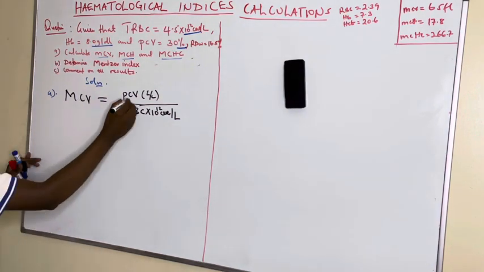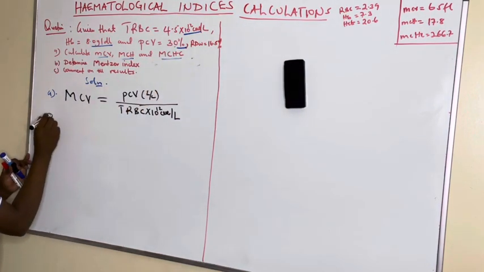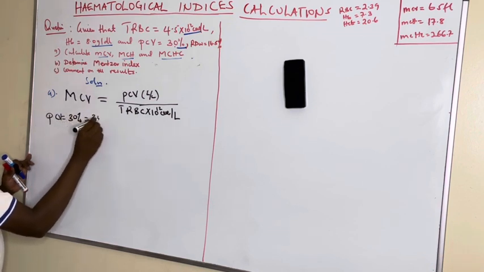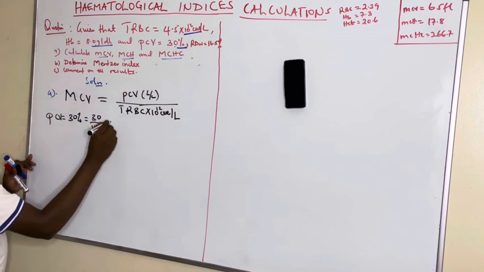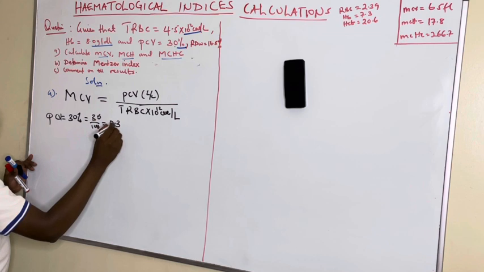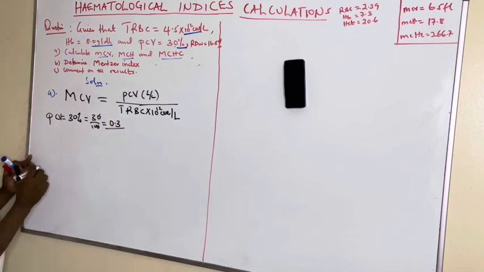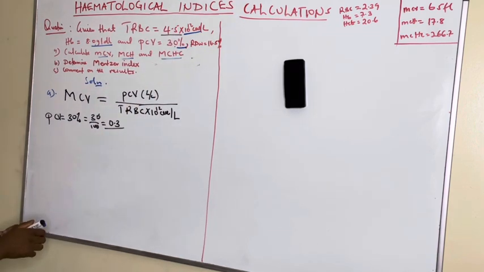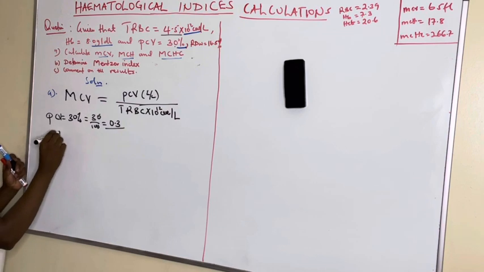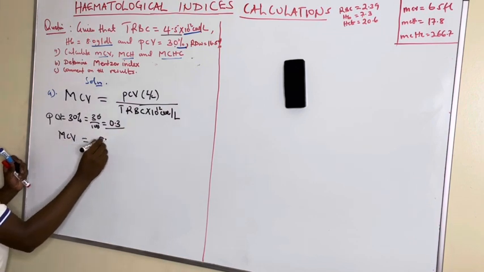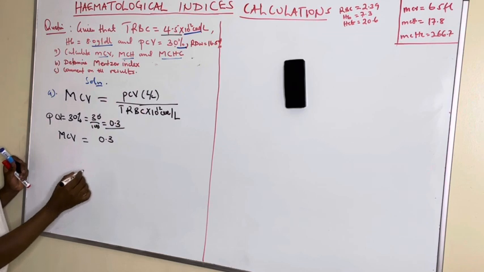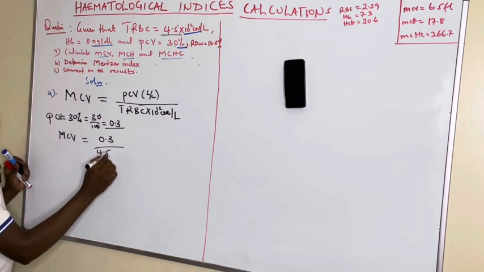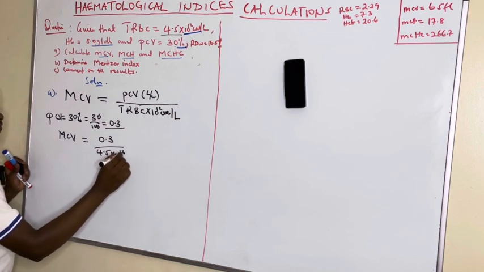We already have our PCV at 30%, so PCV is equal to 30%, which is the same as 30 divided by 100, and you get 0.3. That is the PCV. Then the total cell count is already given here, so we are going to substitute, whereby our MCV is going to be equal to 0.3, which is the PCV in decimals. Then we divide by the total count, which is 4.5 times 10 to power 12 per liter.